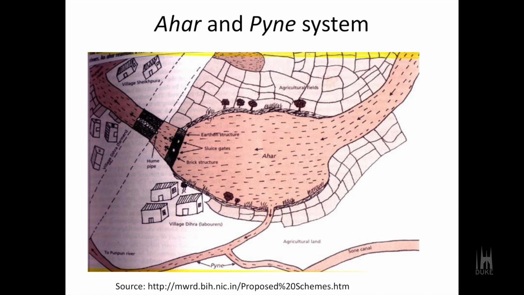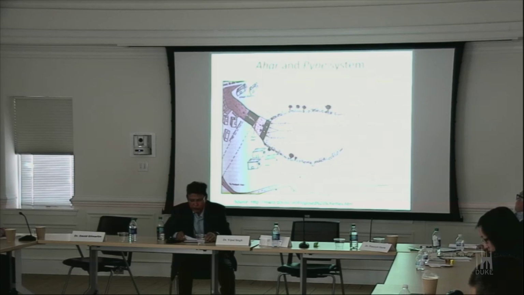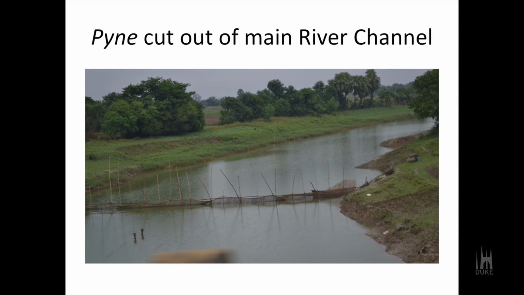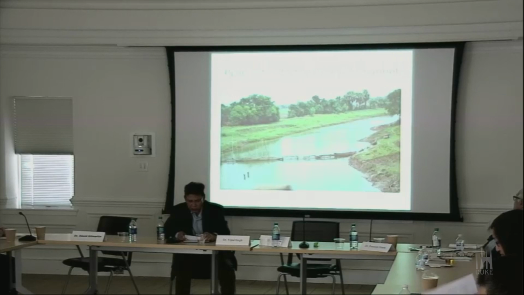Ahar was a natural reservoir having embankments across the line of drainage, with one side left open for drainage water to enter the catchment during the annual flooding. It is also used to conserve the rainwater. Now, the pine system was of two types. Smaller ones originated from ahar and carry the water to the cultivable fields. Larger ones originate in the rivers, from where the water is diverted to ahar through the temporarily erected embankments.